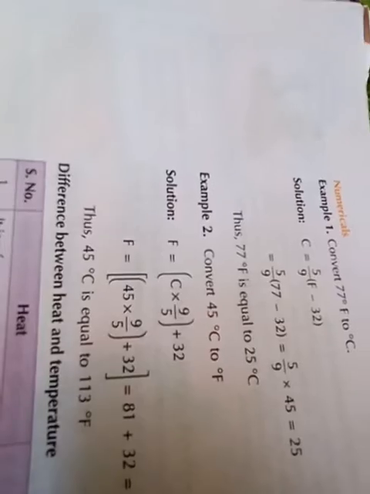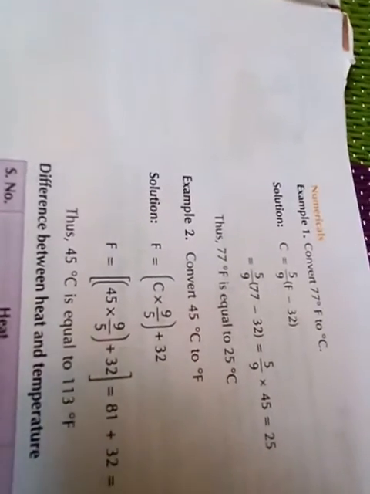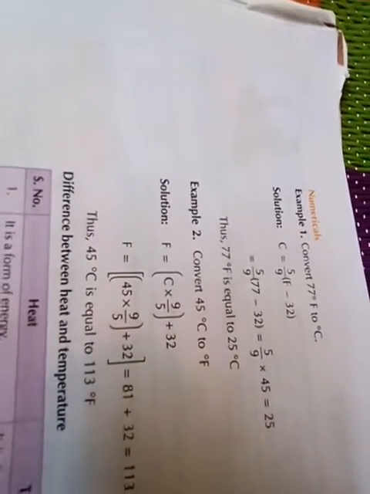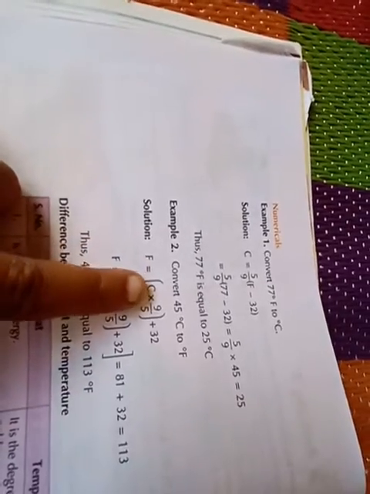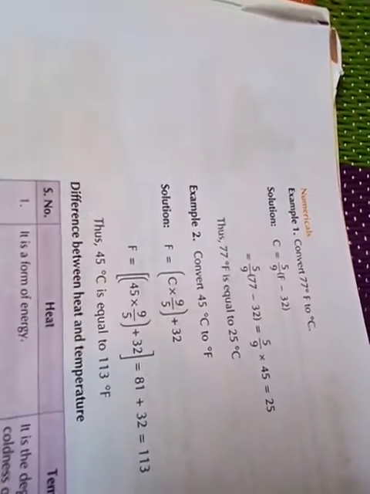Next, now I will tell you how to convert the Celsius scale to the Fahrenheit scale. Listen very carefully. We should write F for the Fahrenheit scale. We should multiply C by 9 by 5 and add 32. Do you understand? If we convert Celsius to Fahrenheit, we add 32.